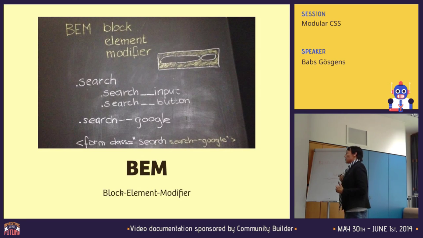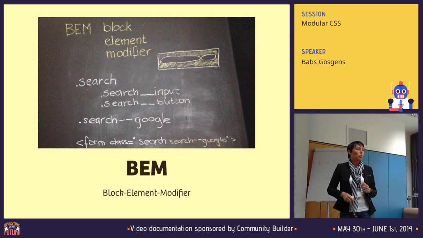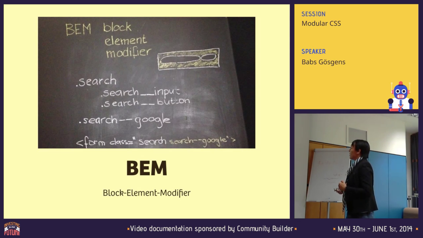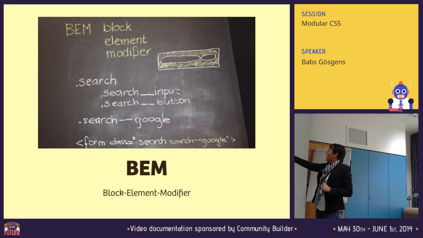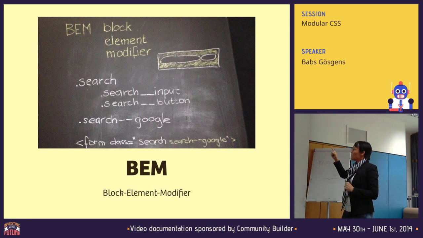And then you have the modifier, and that's the interesting bit. search--google. So for instance, search--google might render the Google logo in the background of the search box to indicate that the search is not searching within the website's content, but it's searching on the Google search engine, maybe. I don't know, it's just an example. And then you'd call it by giving it class search and then search--google. And you could also just have the class search and then you wouldn't have the Google logo in it.